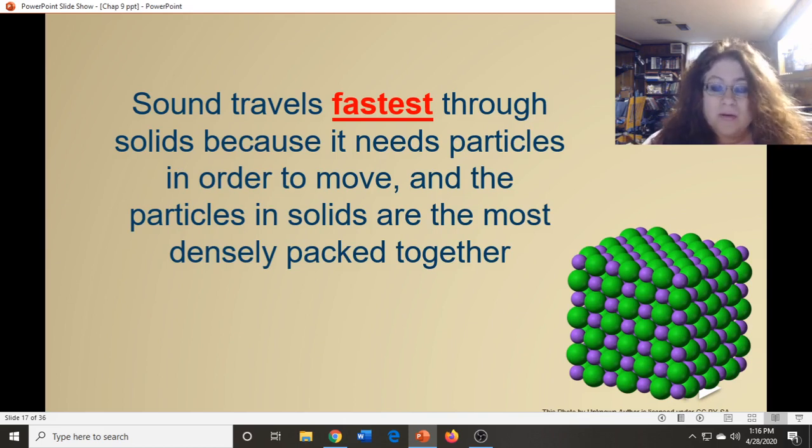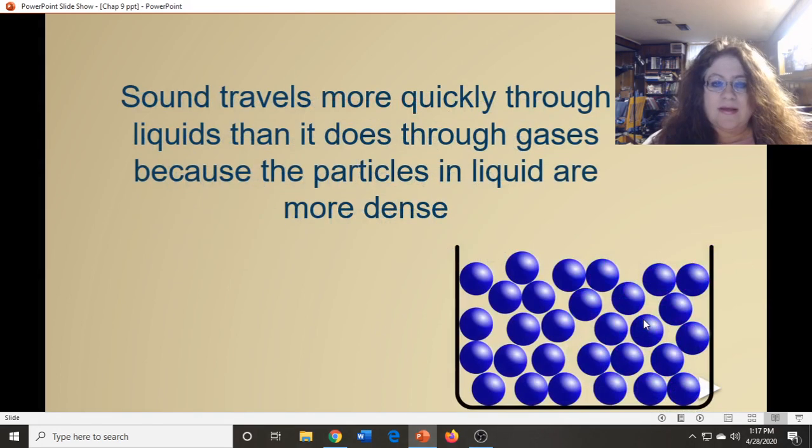Sound needs particles to pass through. So the closer the particles are together, the faster the sound gets through them. So sound travels fastest through solids. Then we have sound travels more quickly through liquids than it does through gases because the particles in liquid are more dense. So here's the particles in a liquid. Hopefully you remember this from earlier this year too. They're not as close together as the solid. There's a little bit of space between them, but they're still pretty dense. So sound travels through them pretty quickly.